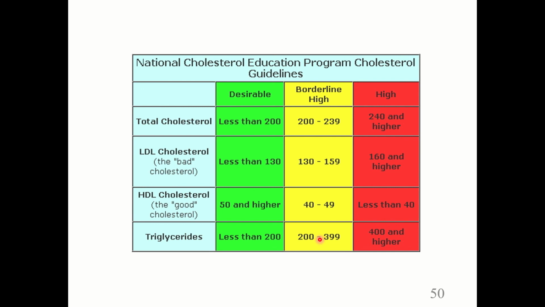This is the National Cholesterol Education Program cholesterol guidelines. The green is the desirable range. Your blood cholesterol should be less than 200. Your LDL should be less than 130. Your HDL should be 50 or higher, and your triglycerides should be less than 200. A lot of our high cholesterol does come from our dietary consumption of trans and saturated fatty acids. Some folks are unlucky, though, and have a genetic predisposition to having high cholesterol.